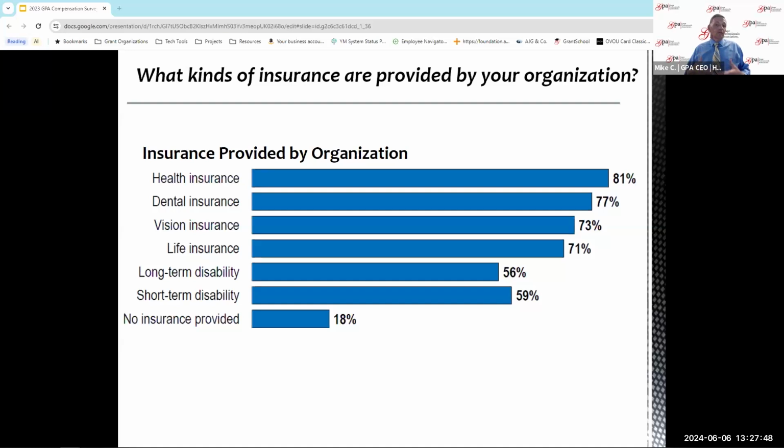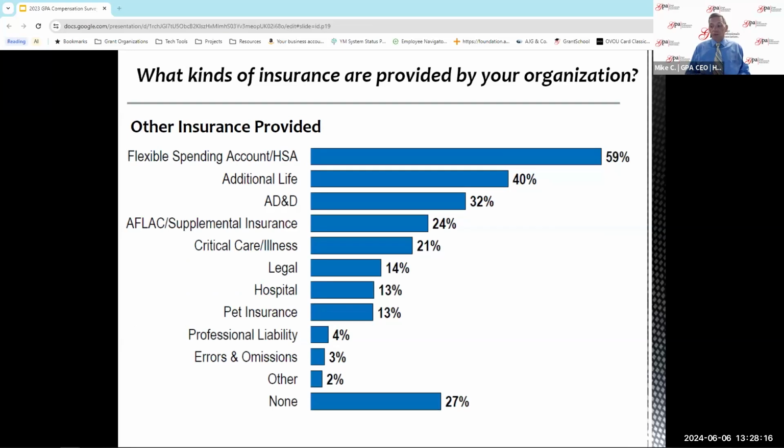So when you look at full-time employees, those proportions increase. For full-time employees, 93% of them have insurance provided for health insurance, 89% for dental, 85% for vision, 82% for life insurance, and in the high 60% for long and short-term disability.